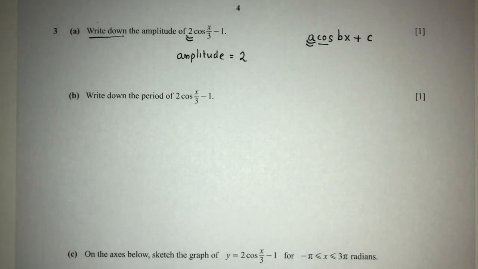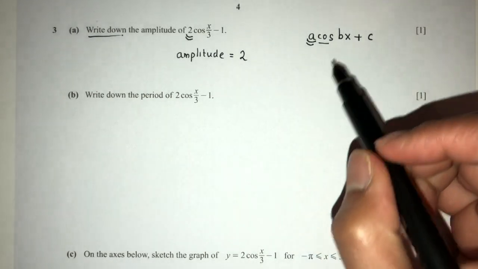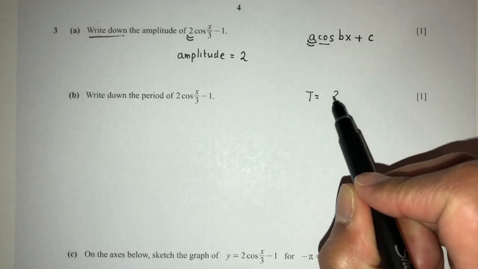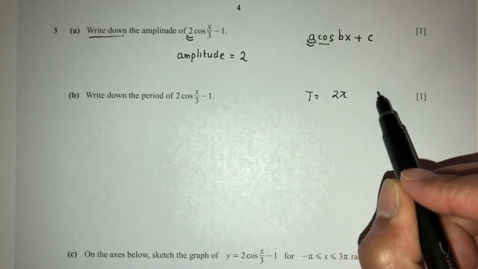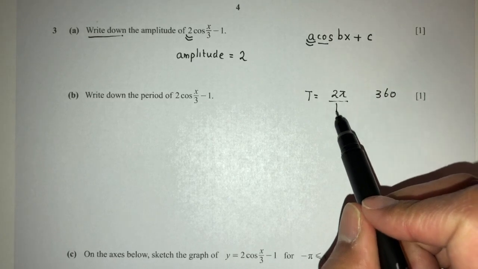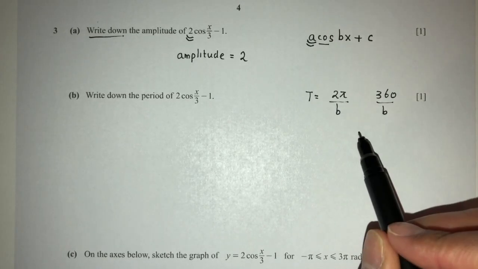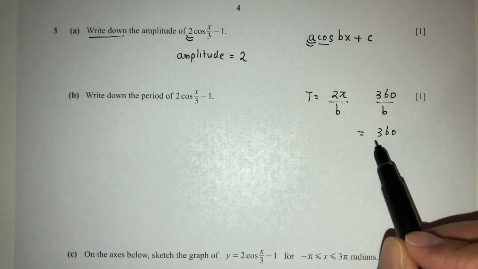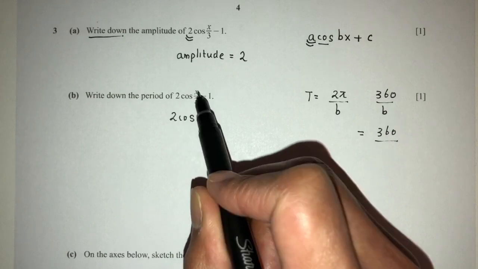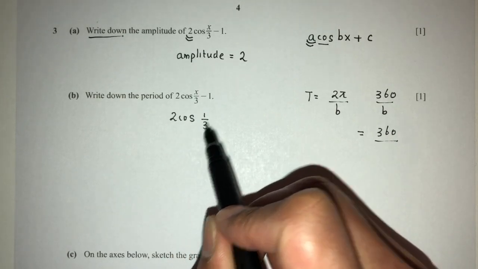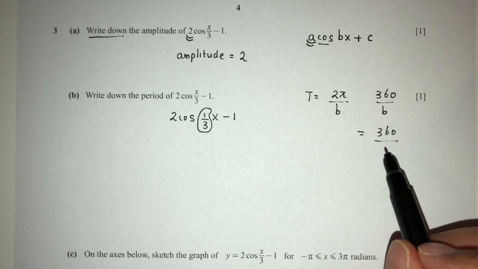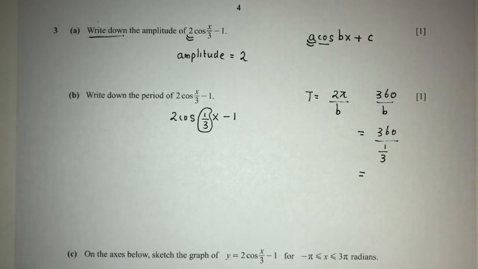Same technique, we have to know how to find the period. Whenever we have an equation like this, the period, which we call T, is equal to 2 pi, or you can write 360, it is up to you, divided by the value of b. Let's use degrees, it is easier for us. So 360 divided by b. What is b here? What is x over 3? It is 1 over 3 times x. So b here is 1 over 3. So basically, 360 divided by 1 over 3 will be my period.